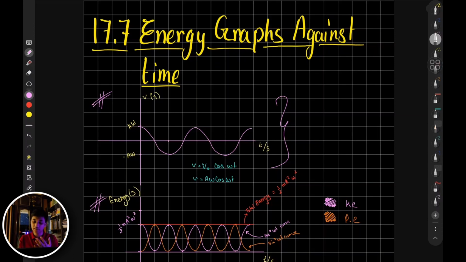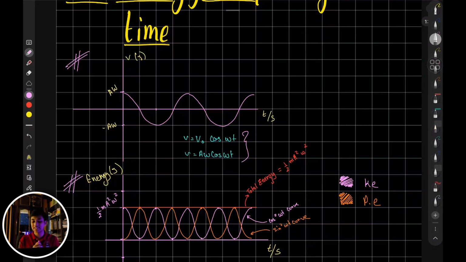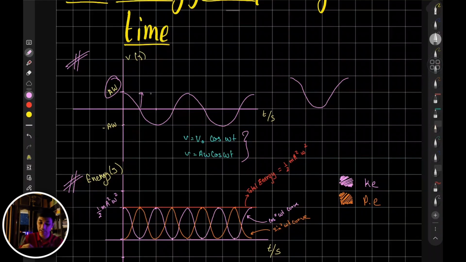What is the velocity curve? The equation for velocity is v naught, the maximum velocity, times cos omega t. Therefore, the graph or the curve for velocity is basically a cosine curve. If you break the v naught, you're going to get A omega, where A is the amplitude, the maximum displacement. A omega is the maximum velocity.